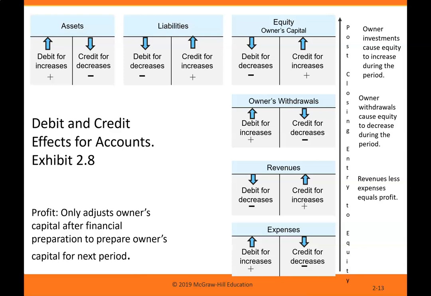Revenues usually are always credits. So when we want to increase a revenue account, we credit it. Sometimes we may decrease a revenue account through adjustments, we would debit it. Expenses, they're normally debits. So when we want to increase the balance in an expense account, we debit it. When we decrease the balance in an expense account, we credit it.